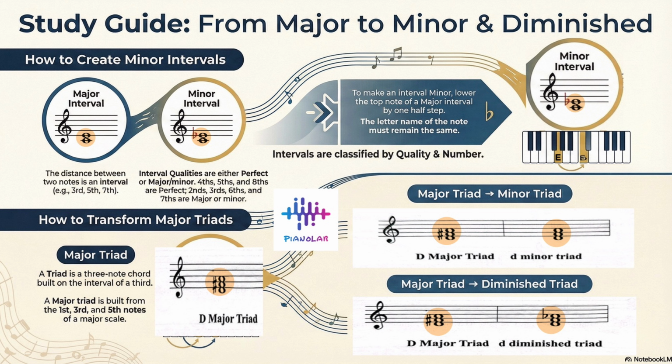That is the absolute core insight. The diminished triad isn't just darker. I like to call it the gravity well of harmony. A gravity well, I like that. To build it, you have to lower both the middle note, the third, and the top note, the fifth, both down a half step from the major. And this leads to that really fascinating structural thing the guide points out.